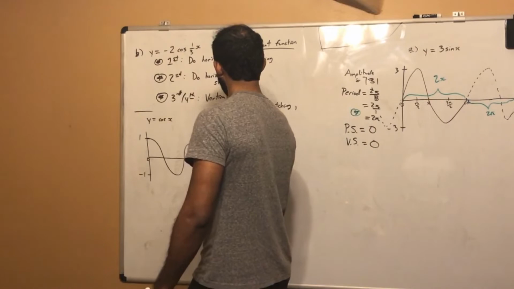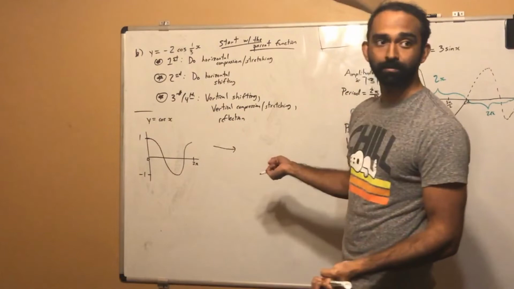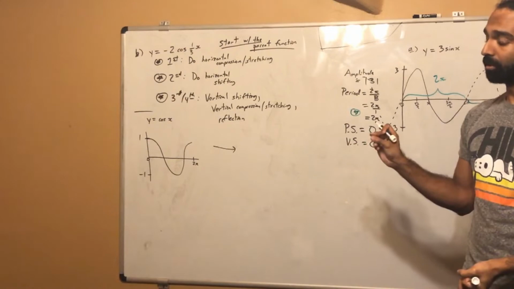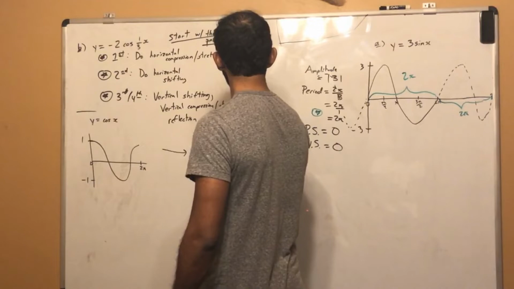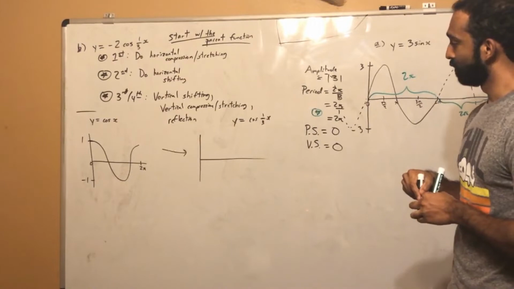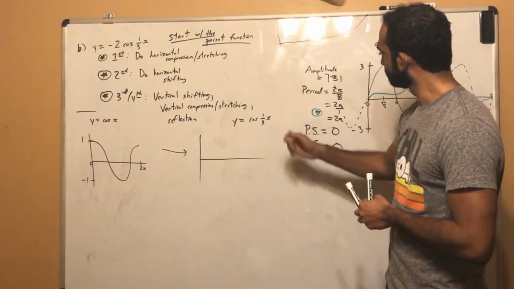All right, what is my first step? Do I have some horizontal compression or stretching going on? Yes. Anytime you have a B value that isn't one, you're going to have some compression or stretching in the horizontal direction. So let's look at the graph of y equals cosine of 1/3 x. What's that going to look like? What's my period?